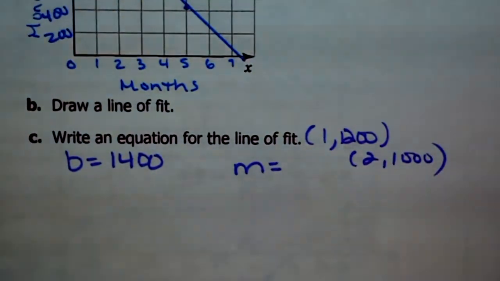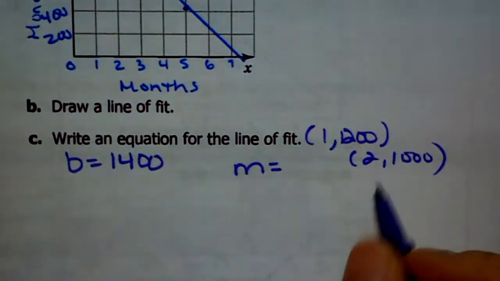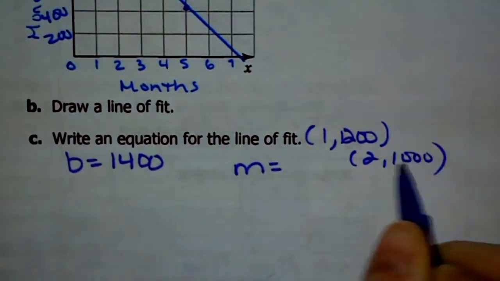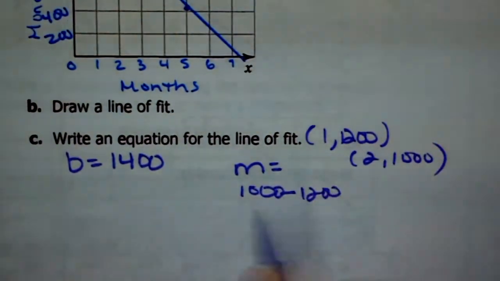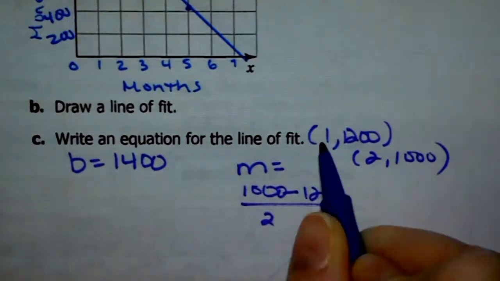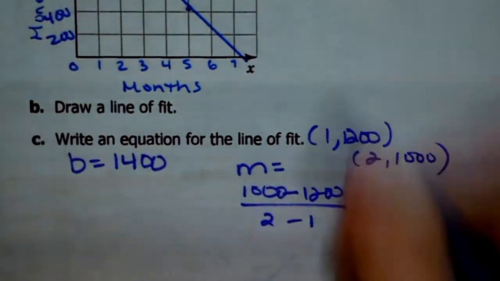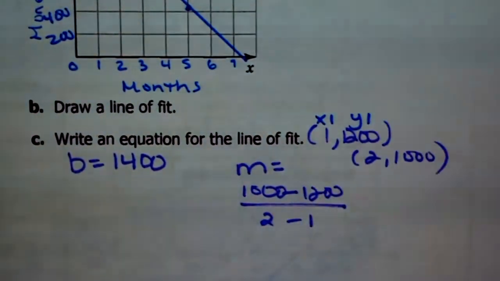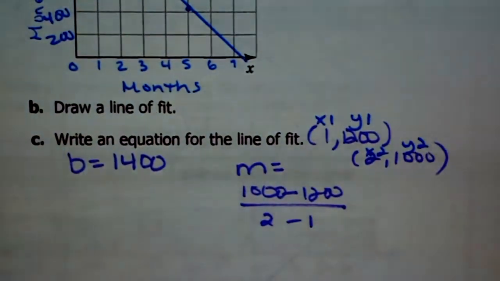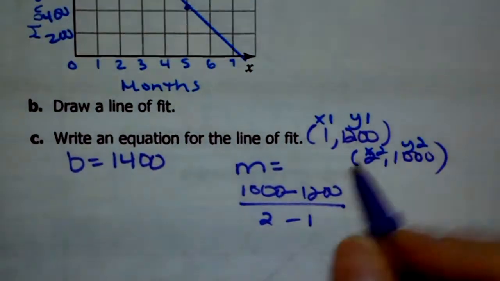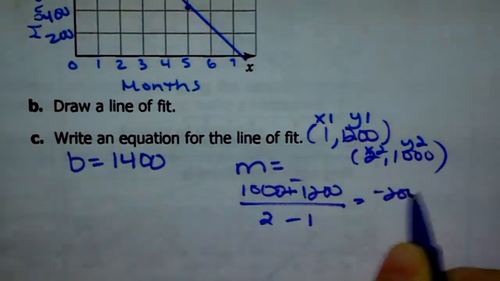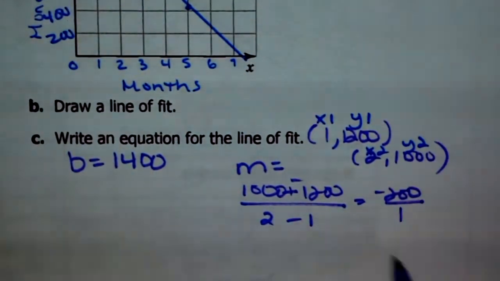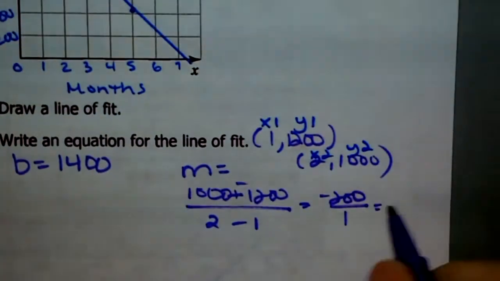Okay, so slope. Take y2 minus y1, divided by x2 minus x1. Remember that we have our first ordered pair, x1, y1, and our second ordered pair, x2, y2. And I just chose those 2 points because I did. You could pick any points that you want. Okay, so 1000 minus 1200 is negative 200, and 2 minus 1 is 1. So it looks to me like the slope would be negative 200.